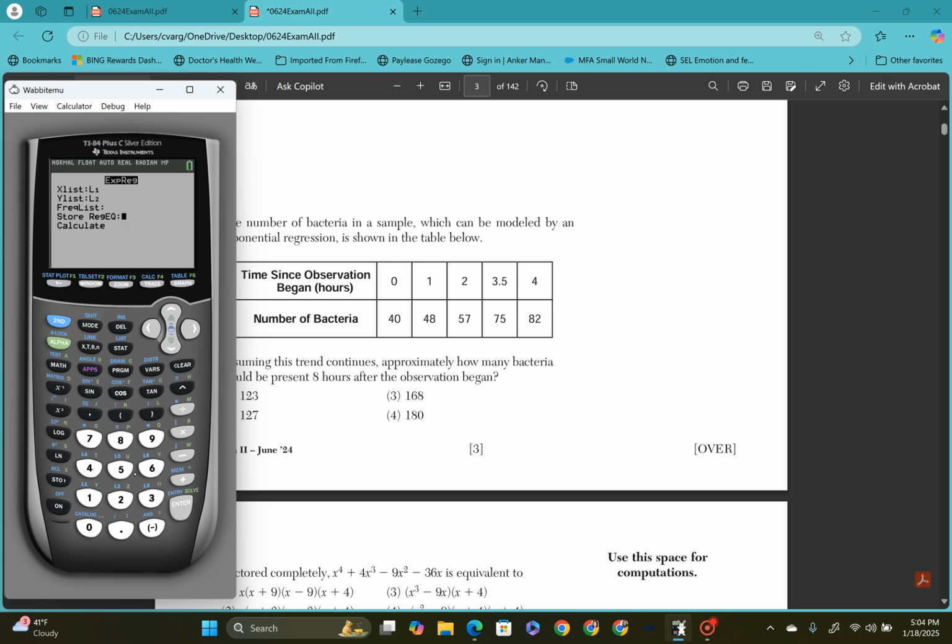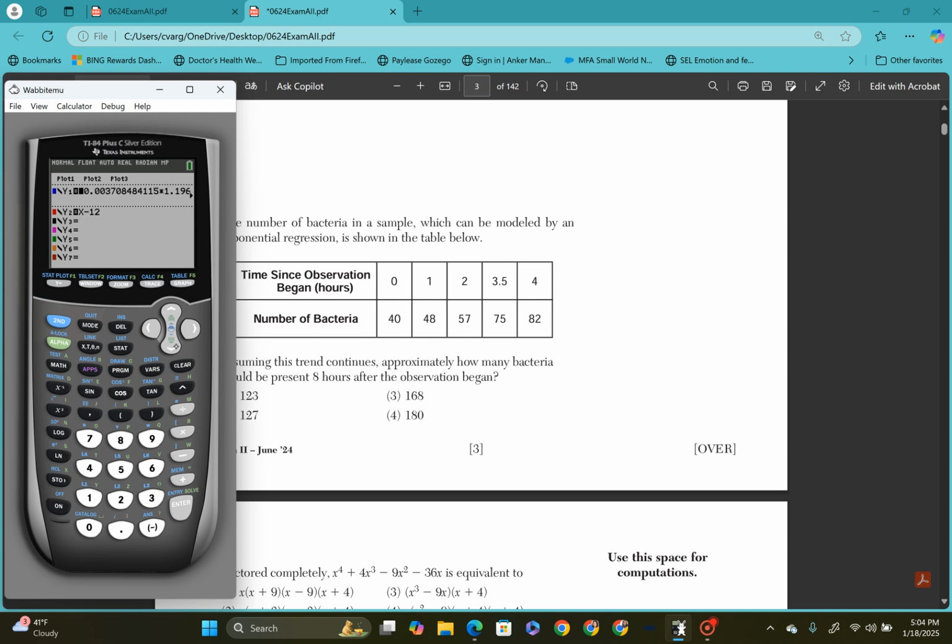And here is where I'm going to put this into y, so I want to be able to see it when I hit y equals. So you hit vars, go over to y vars, function, and function, hit enter, enter. And so what that did is it took this equation and it put it into my y equals.